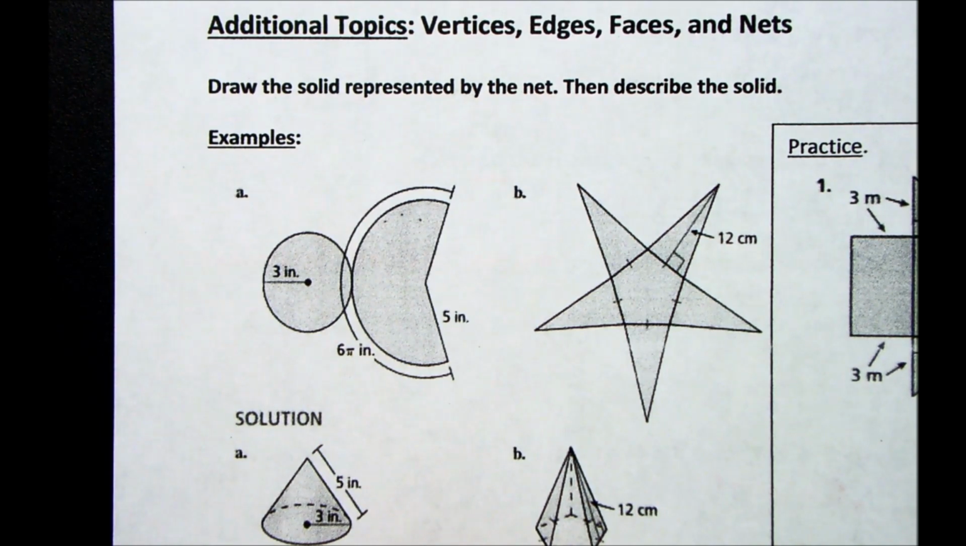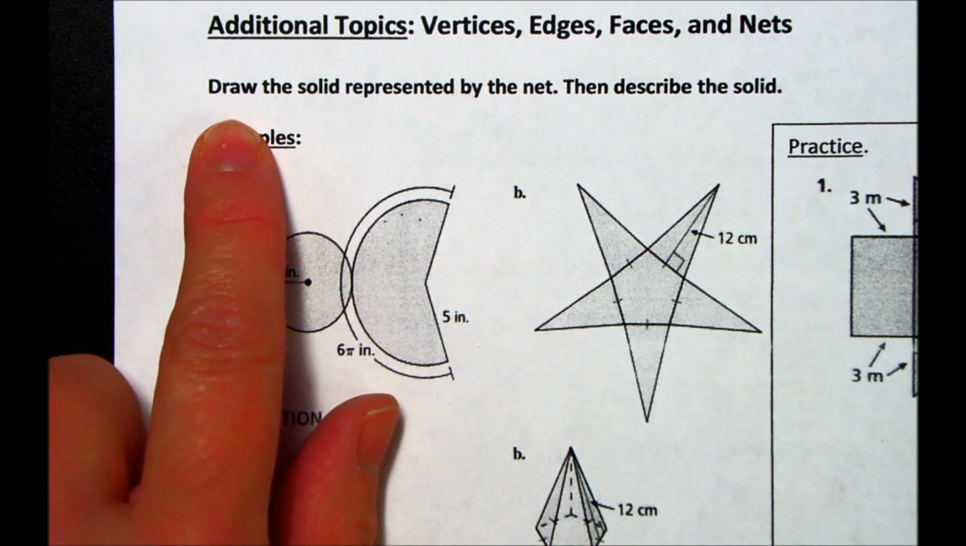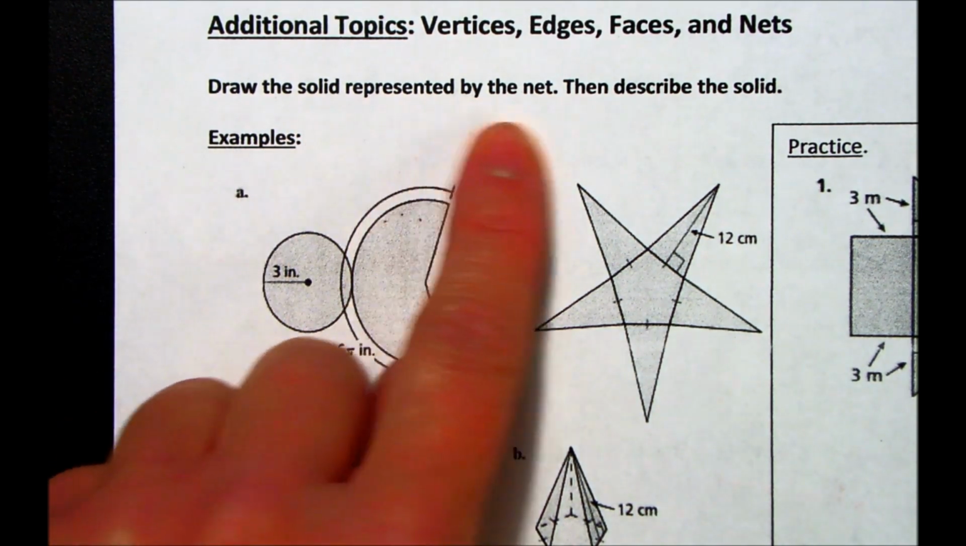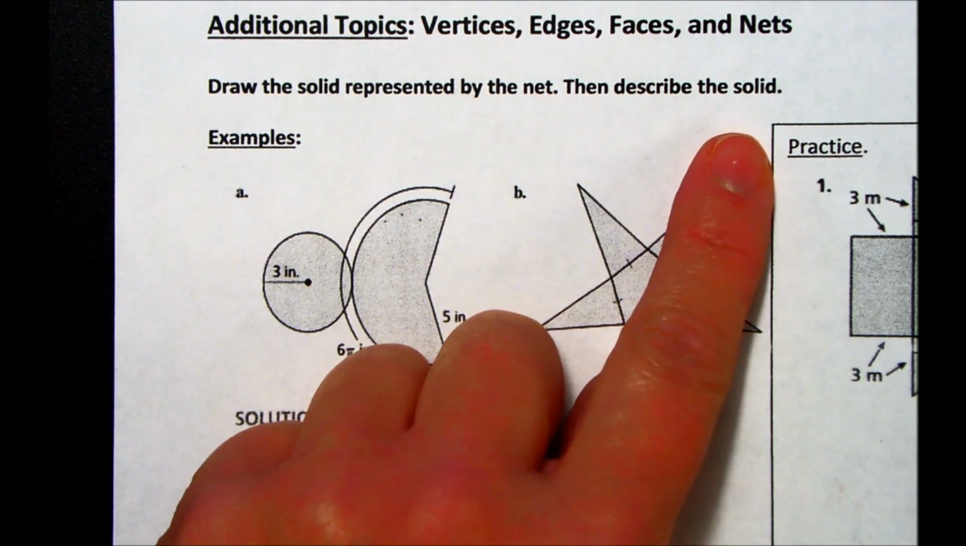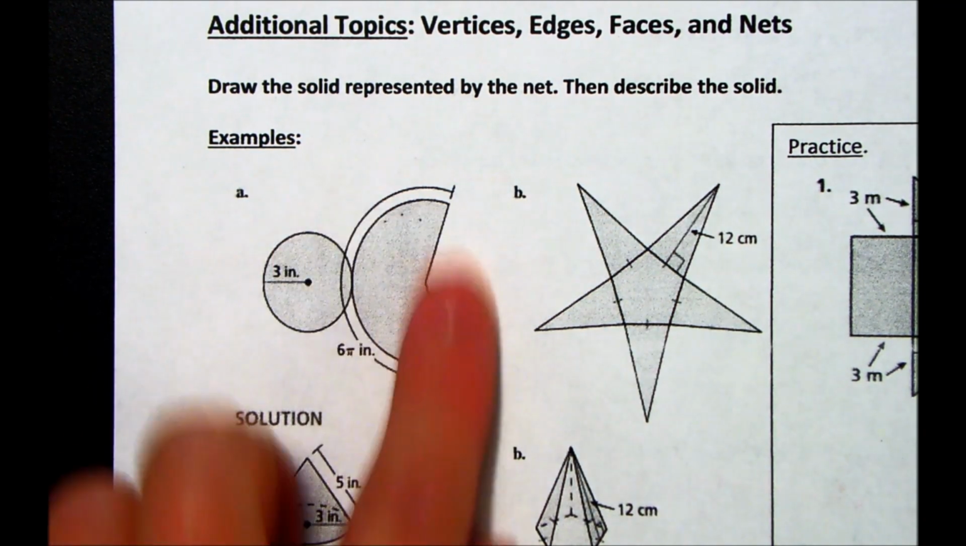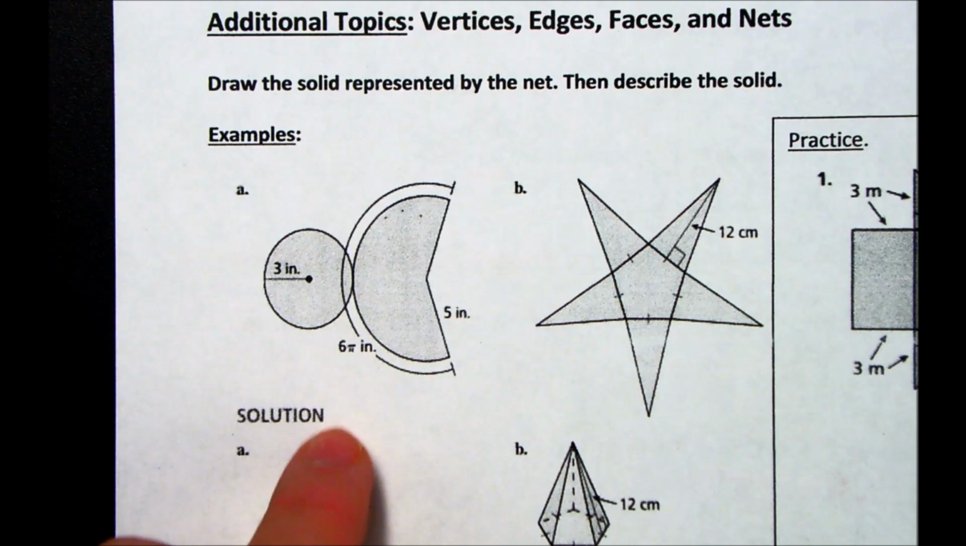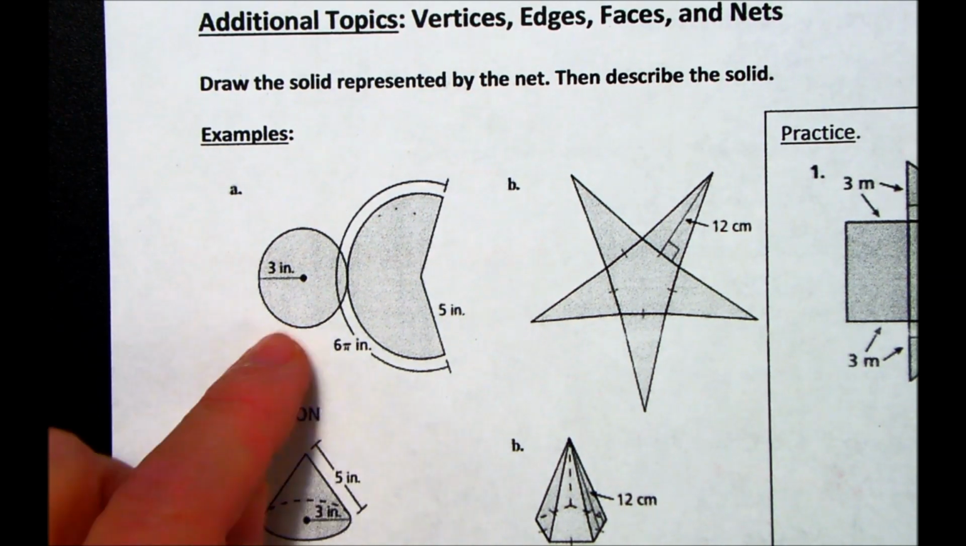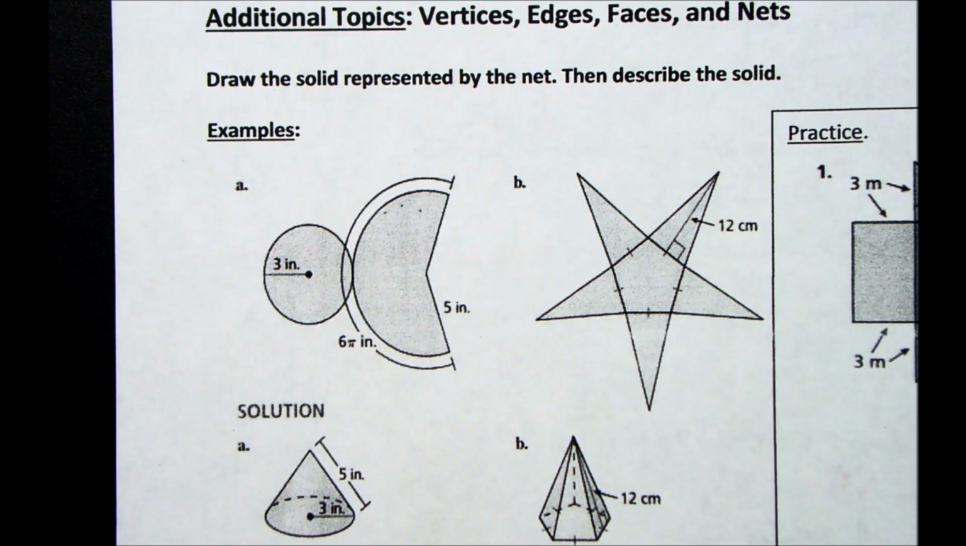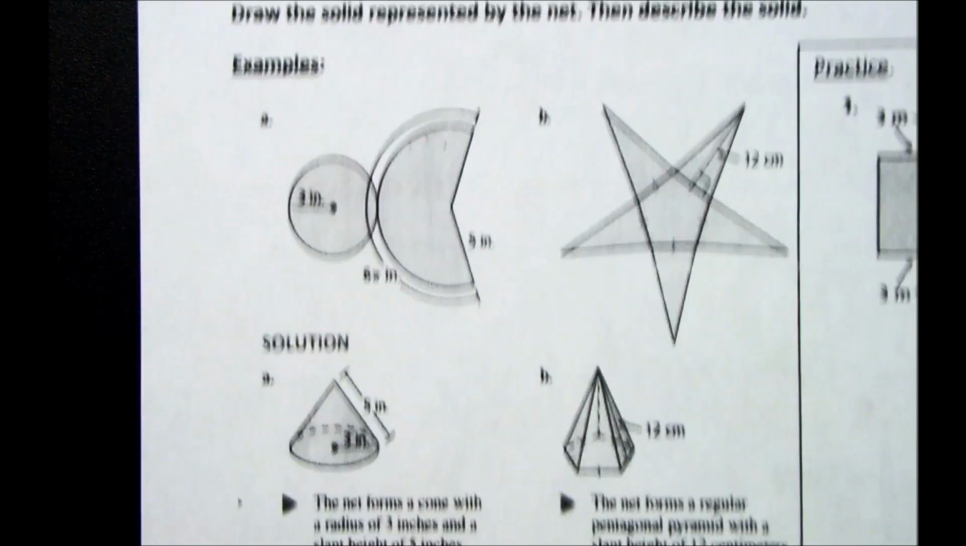So there's a couple examples here. We're going to be asked to draw the solid represented by the net and then describe the solid. So you're going to be given a net and then you have to draw the solid. So some of our drawings, they don't have to be perfect, but just do your best.